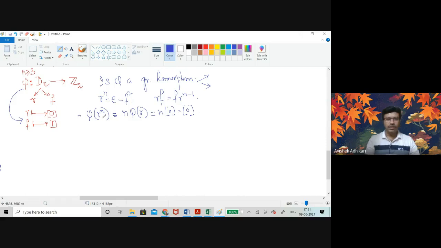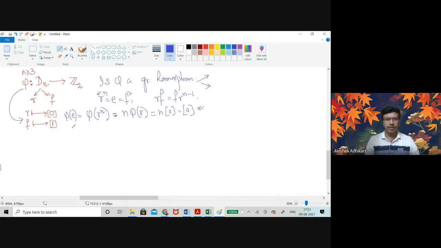And we have already seen that phi of r to the power n, that means e. So this is phi of e is 0. That is good. So it's satisfying the property of homomorphism. It's sending the identity element to the identity element.